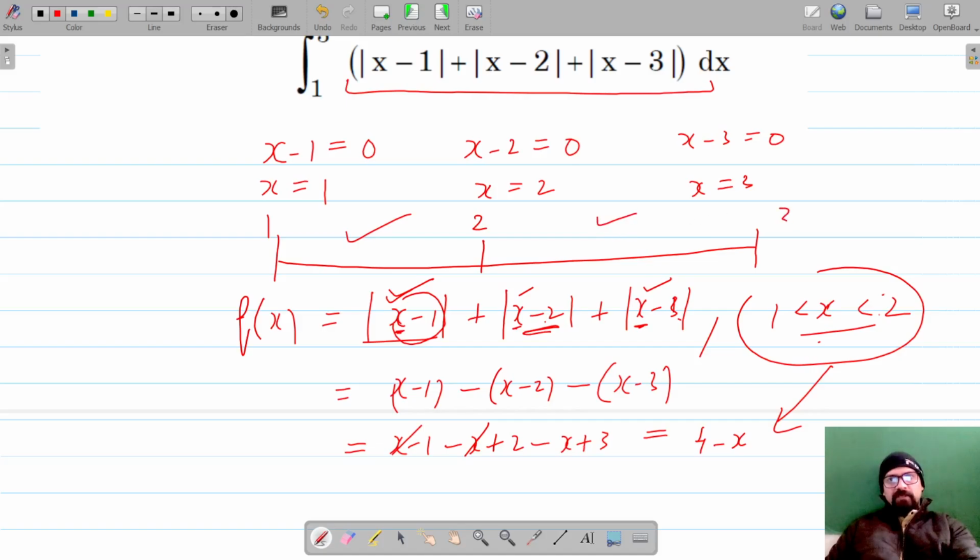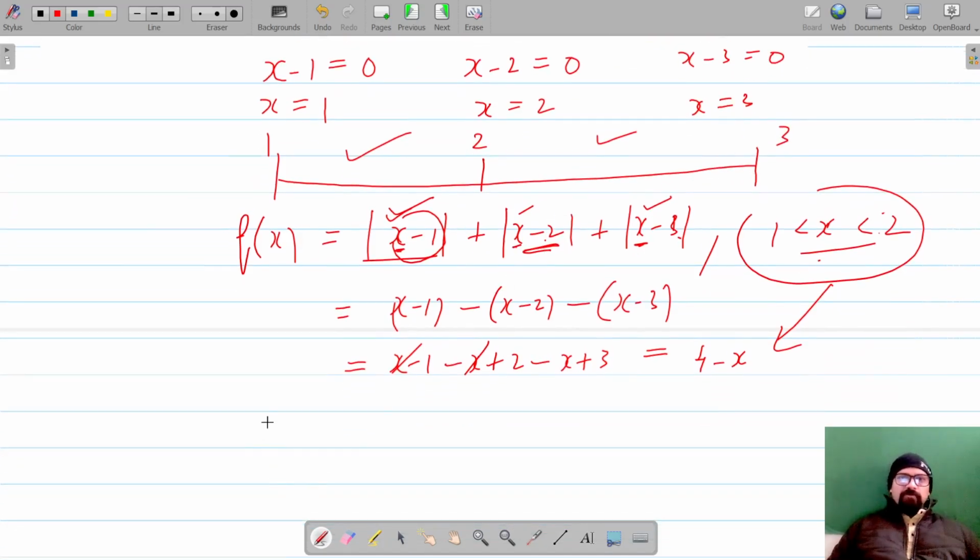Now let's evaluate this function for the interval 2 to 3. Between 2 and 3, x minus 1 is always positive, since x is greater than 1. x minus 2 is also positive, since x is greater than 2. And x minus 3 will always be negative, since x is less than 3. So this is negative of x minus 3.